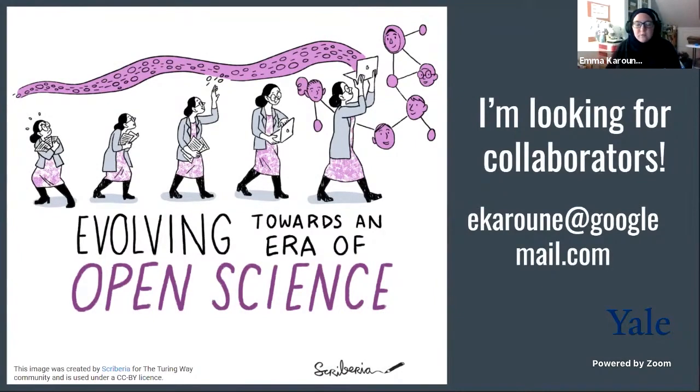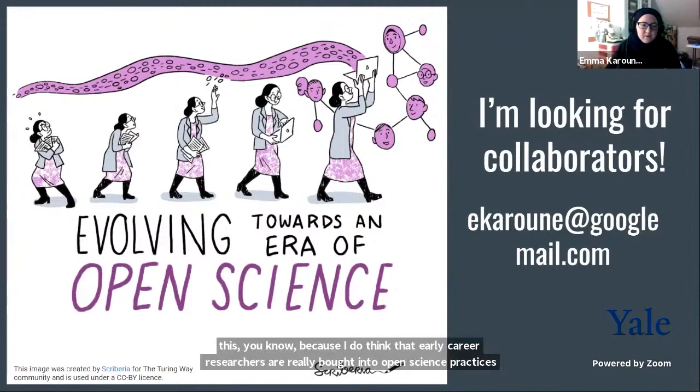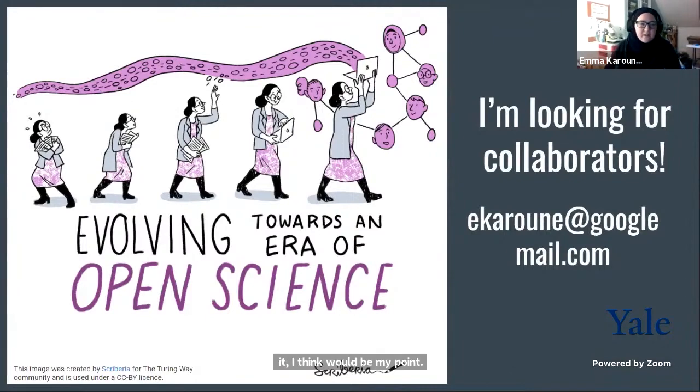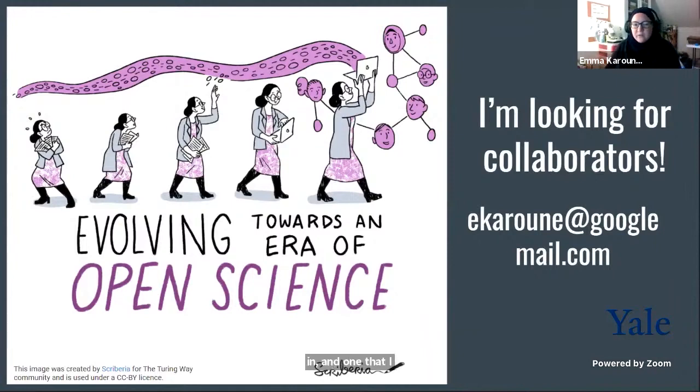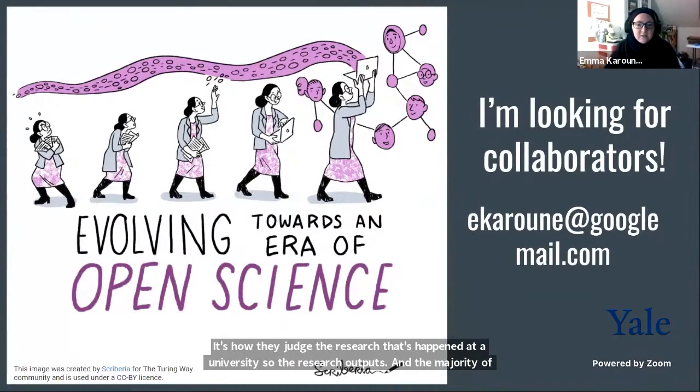There are a lot of open science projects you can get involved in. One that I recently found, which I think is really interesting, is that in the UK we have something called the REF, which is how universities judge the research that's happened at a university, so the research outputs. The majority of this is on publications. But obviously the open science movement is not really liking this, I would put, because there are so many different research outputs now, like we've just been talking about, like data sets that you're publishing, software that you're making, blogs, talks, everything else that you're doing really should be counting towards the REF.